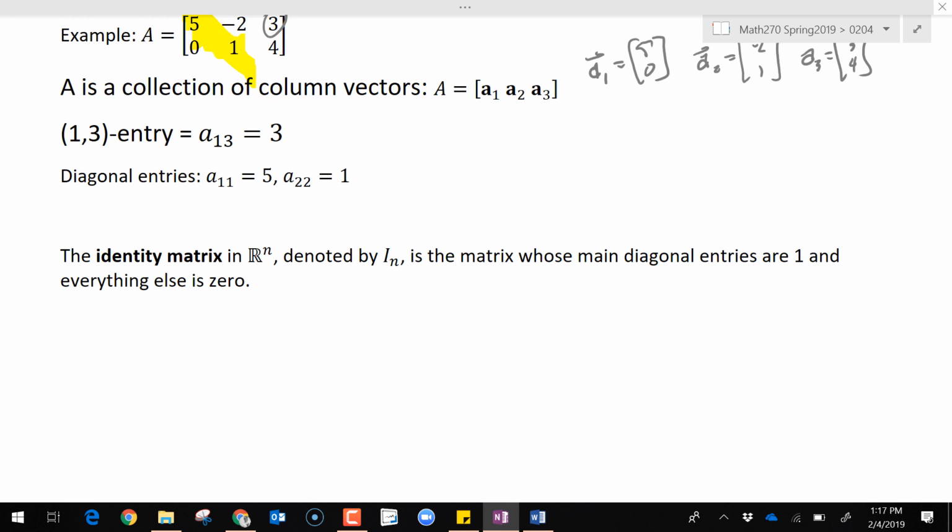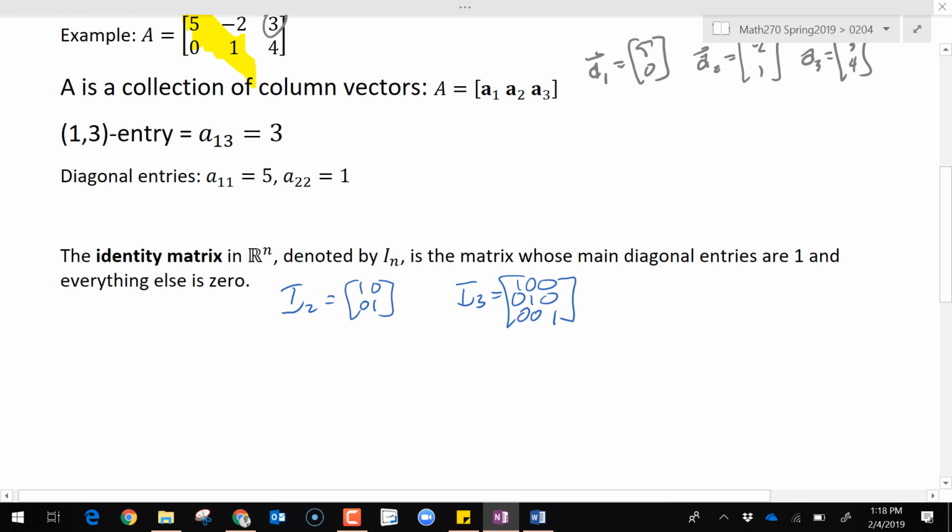Oh, first of all, the identity matrix has to be a square matrix. Same number of rows, same number of columns, and it'll have 1 in the diagonals, it'll have 0 everywhere else. Just for an example, I sub 2 is going to be 1, 0, 0, 1. I sub 3 will be 1, 0, 0, 0, 1, 0, 0, 0, 1, etc.